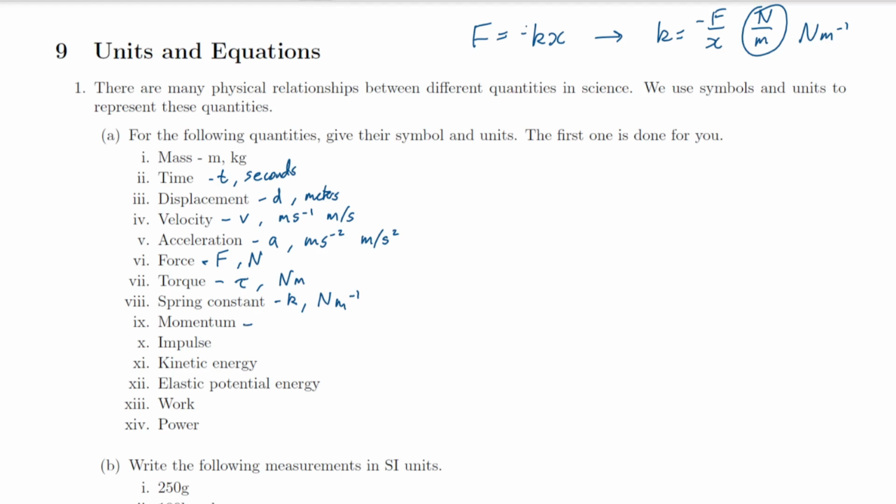Momentum, lowercase p. Why is it not uppercase? Well, because of course power is uppercase P. Yeah, it does get confusing. So momentum, lowercase p. Momentum is mass times velocity, where mass is in kilograms and velocity is in meters per second. So momentum would have units kilogram meters per second.